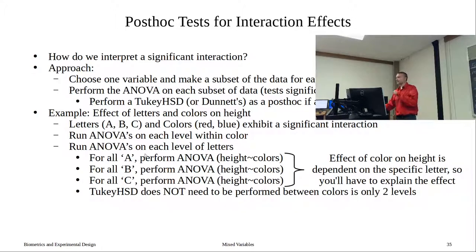But then we also have to take subsets of our letters. So look at the A's and the B's and the C's and run our ANOVA to see, does color have an effect on height for the letter A? Does color have an effect on height for the letter B, and so forth? Now, in this case, if we get a significant test, we don't have to do a post hoc test because it's only two levels. But a lot of times, all your variables will have three or more levels. So you're stuck at doing first the ANOVA, and then following it up with a post hoc test.